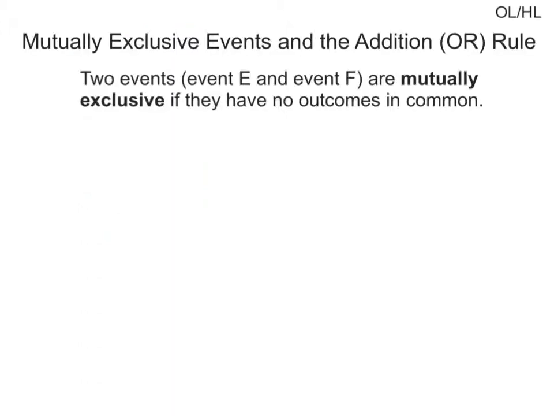Two events are mutually exclusive if they have no outcomes in common. Another way of saying this is the probability of event E and event F occurring is equal to 0. This means that it's impossible for both event E and event F to occur together. For example, if we are drawing one card from a deck of cards, it is impossible to draw, in the same draw, a king and a jack, as we are only drawing one card.